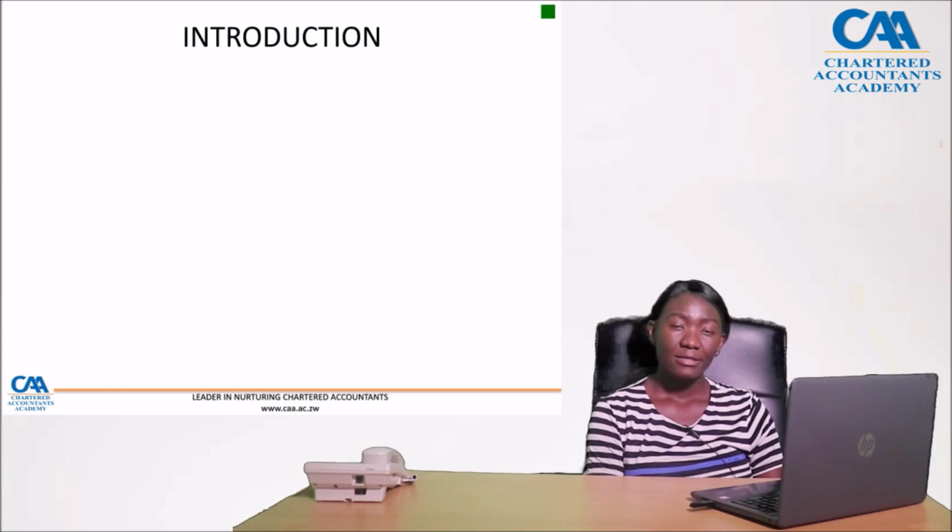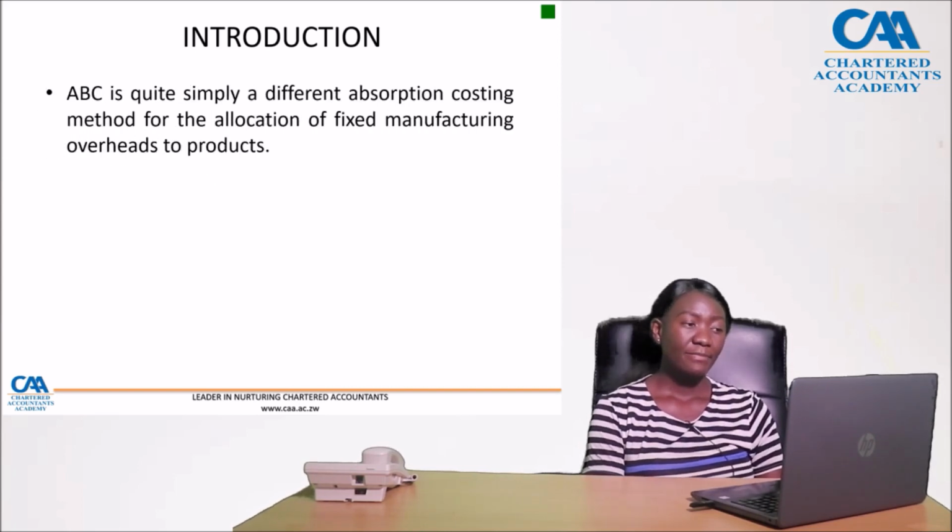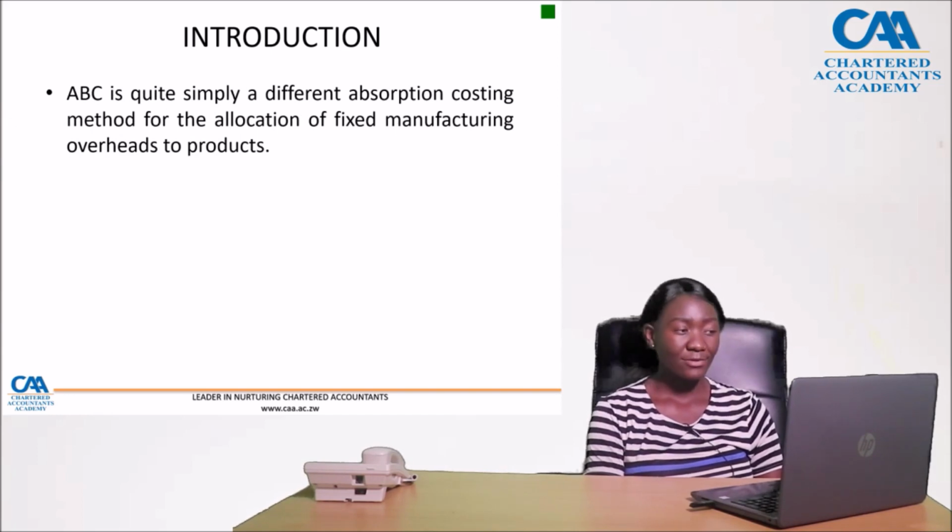Now, since it is an extension of our absorption costing, it means some elements within activity-based costing are similar, but they are different somehow. ABC is simply a different absorption costing method for allocation of fixed manufacturing overheads to products.